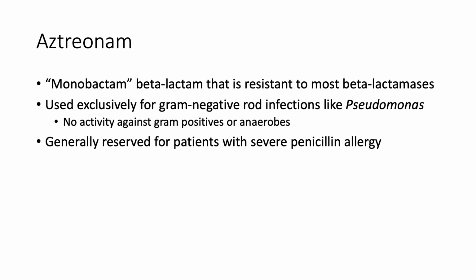And the last beta-lactam you should know is aztreonam. This is a monobactam. It is resistant to most beta-lactamases, and it's used exclusively for gram-negative rod infections. So it really doesn't kill gram-positives or anaerobes, but it's something that you can use for gram-negatives in patients who have severe penicillin allergies. So where maybe you wanted to use piperacillin-tazobactam to kill Pseudomonas, but they have a penicillin allergy, you can use aztreonam instead.